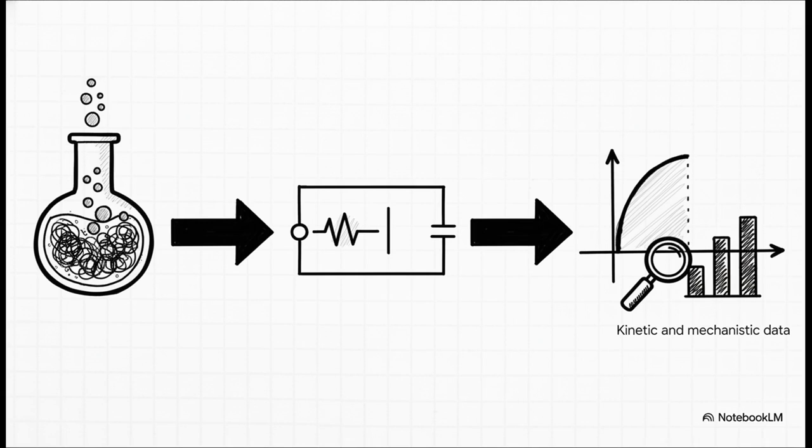You analyze your Nyquist plot, you measure the values of those resistors and capacitors in your model, and those values mean something real. That resistor might represent charge transfer resistance. It tells you exactly how fast your reaction is. You're no longer guessing. You're quantifying what's limiting your system.